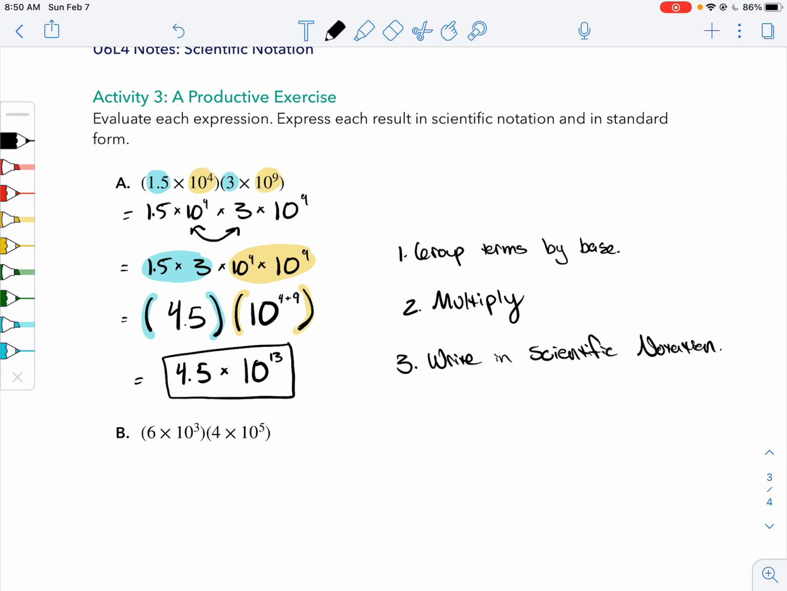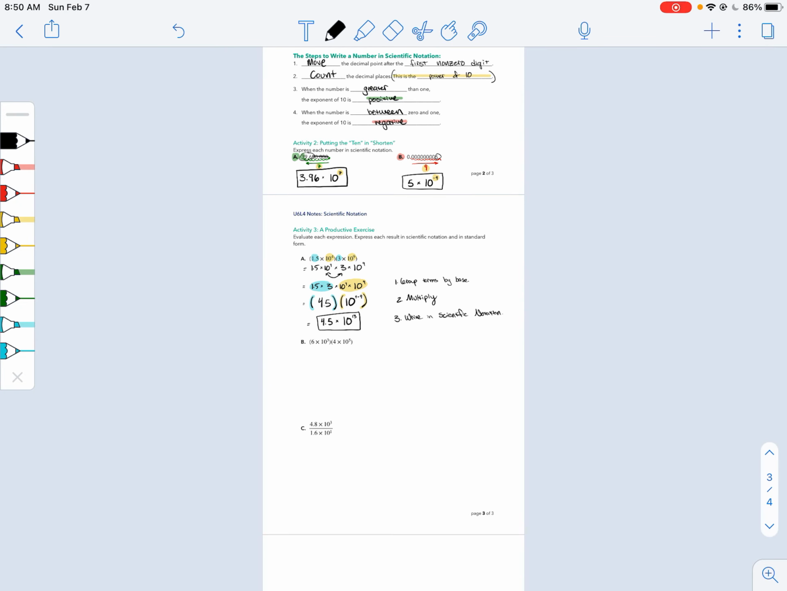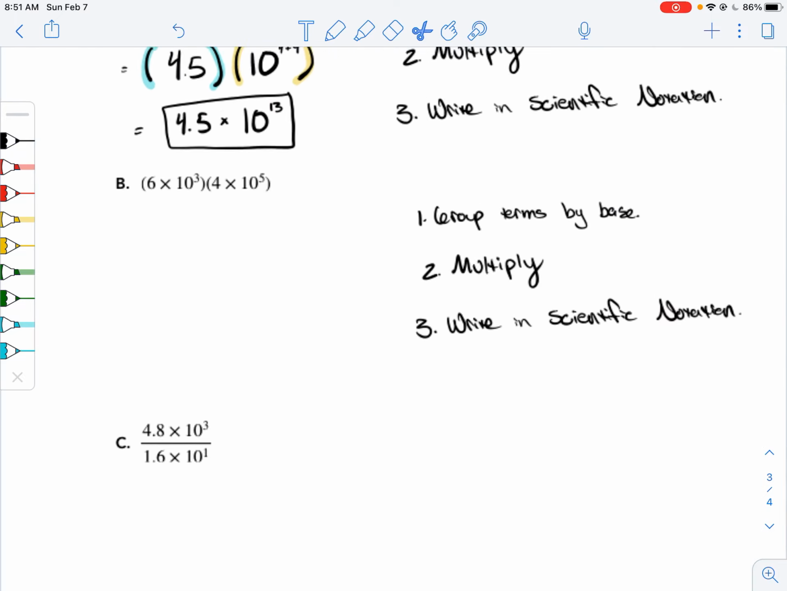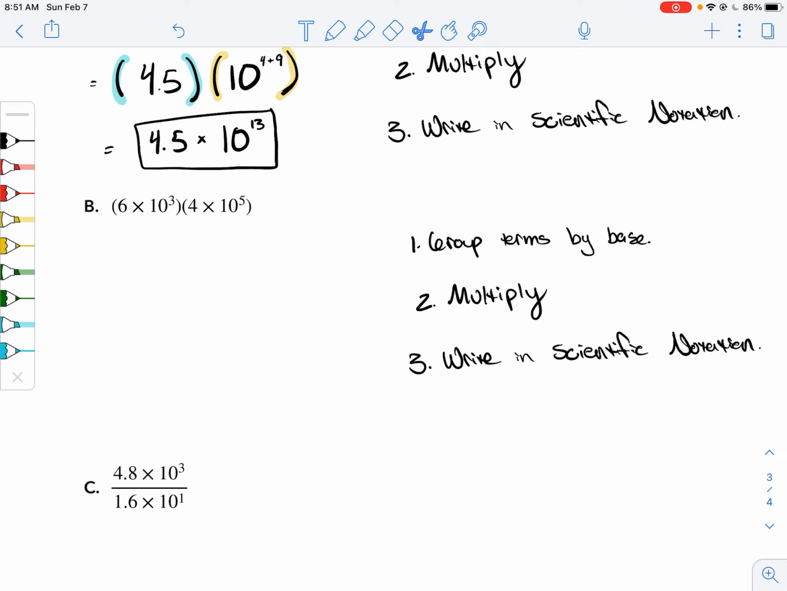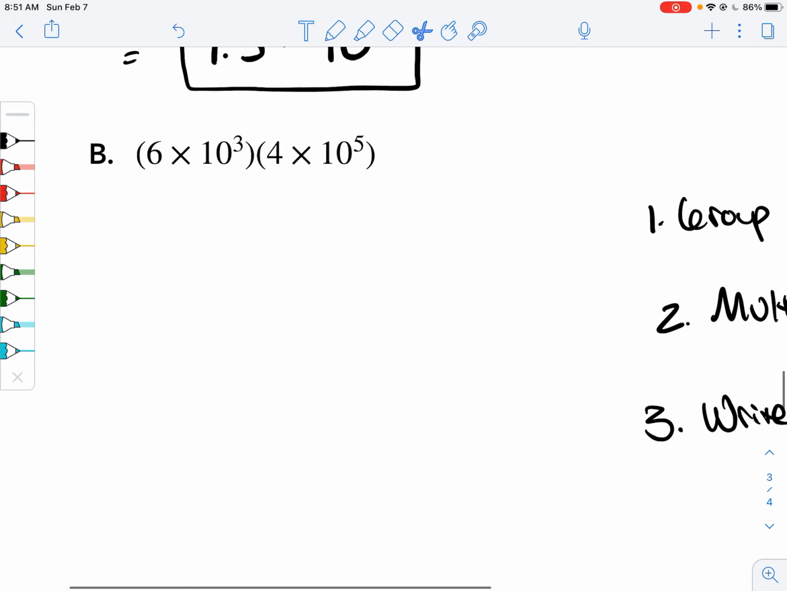So there you go. There's your 3 steps. Now take those steps and apply them. So our first step here is to group the terms by base. So I'm going to take, again, my powers of 10. I want to make sure those are together. And then my just other numbers, I'm going to put them together here.